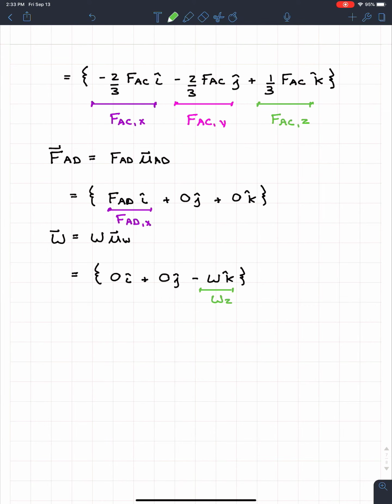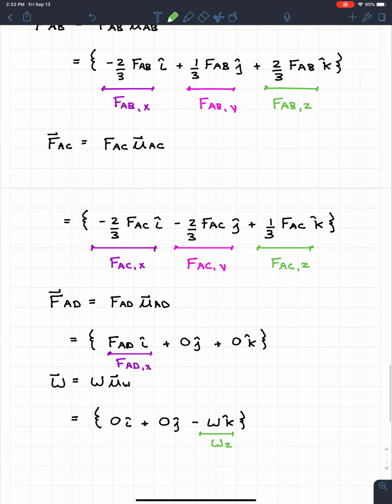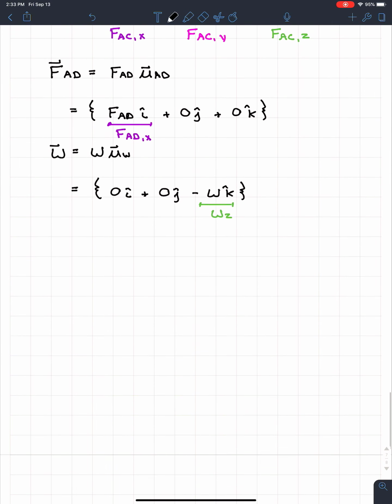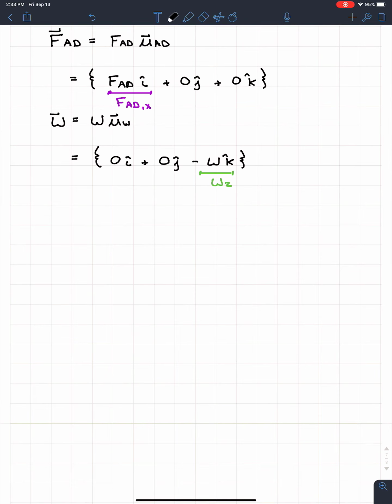Alrighty, so now we have all our components of all of those forces, and they're all unknown. So what we can do now is apply our three equilibrium equations. Remember, since we're dealing with 3D, we have three equations. Number one, the summation of the forces in the x direction is equal to 0.